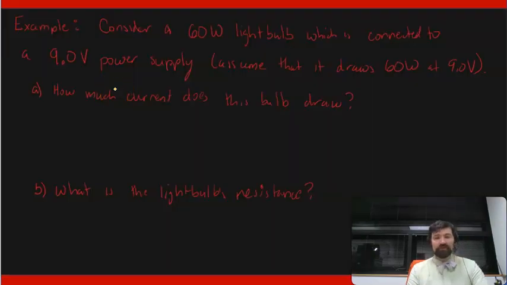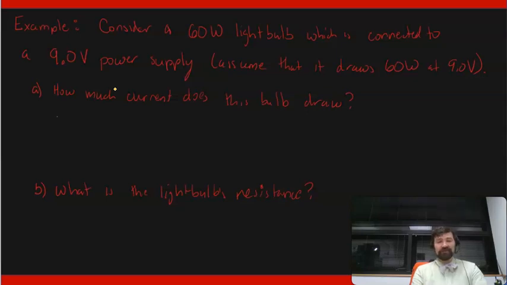All right, so here's a two-parter. Let's consider a 60-watt light bulb connected to a 9-volt power supply. That is, it's 60 watts when drawing from a 9-volt source. So how much current does this light bulb draw, and what is its resistance?